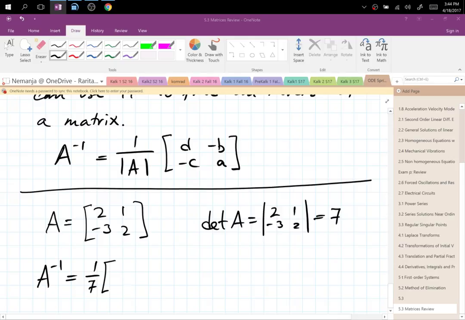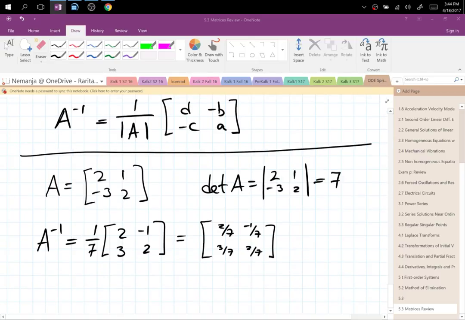Make sure you fix this. It's 7. All right, so now we have to shuffle these. So swap, well, 2 and 2, they stay where they are. And then 3 and -1 when you shuffle the C's and B's. And no, they change the signs. So that's -1 and 3. Awesome. So the inverse matrix is 2 over 7, -1 over 7, 3 over 7, and 2 over 7. So that's the inverse matrix.